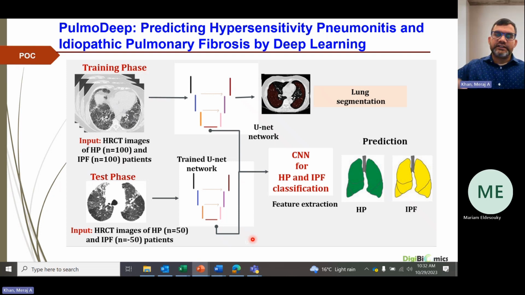So we want to leverage the technology here. We want to leverage machine learning algorithms, so that we can train our ML models on those characterized images, and then our models can help to diagnose and differentiate between HP and IPF. So in that case, we are still working and collecting data, and hopefully we'll have some results very soon.